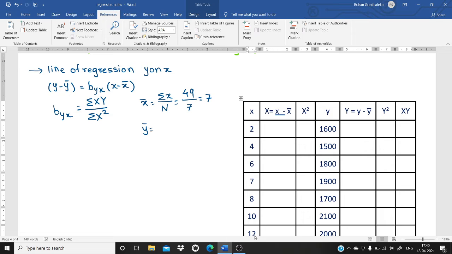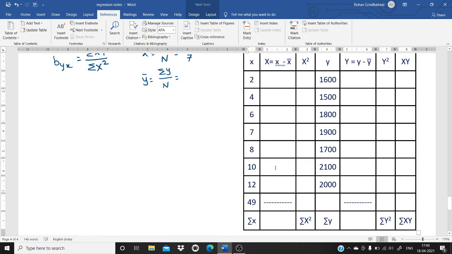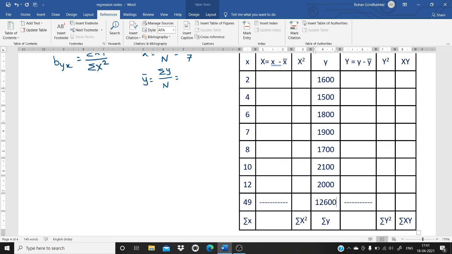Now y bar is equal to summation y upon n. What will be the summation? 1,600, 1,500, 1,600, 1,500, 1,800 and so on up to 2,000. If I sum this, it is around 12,600. So we write it here: 12,600 divided by 7. If I calculate this, this division gives me the value 1800.